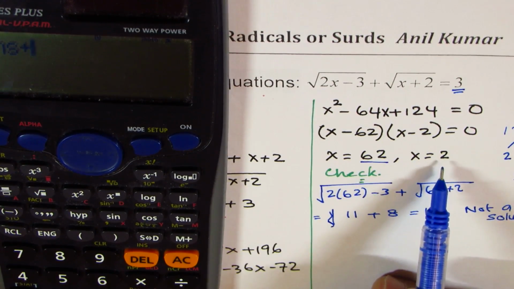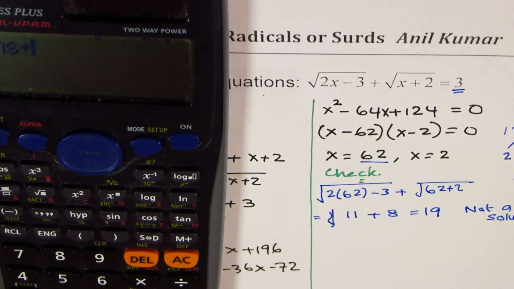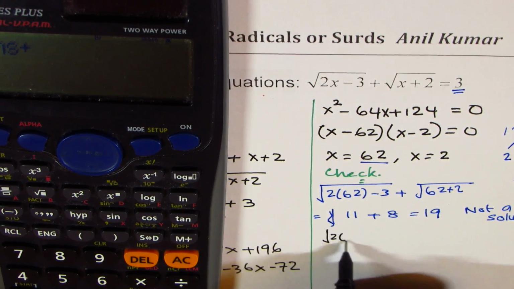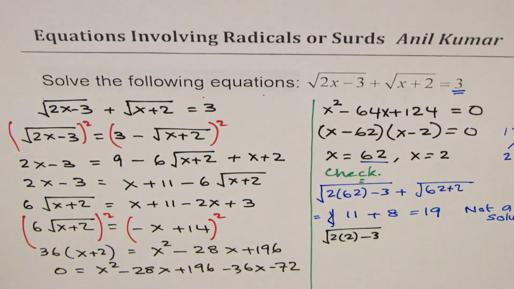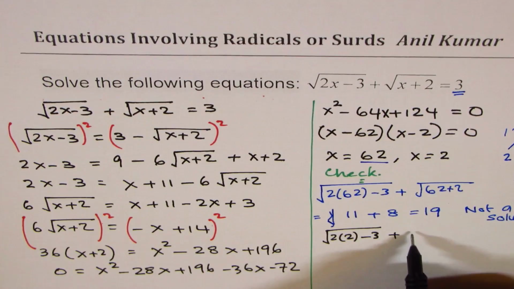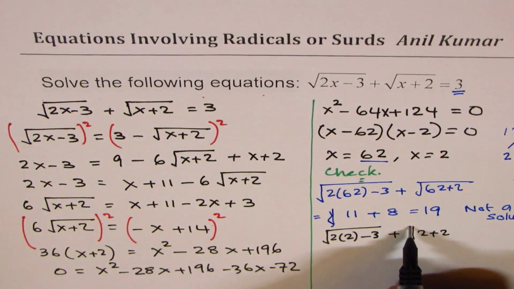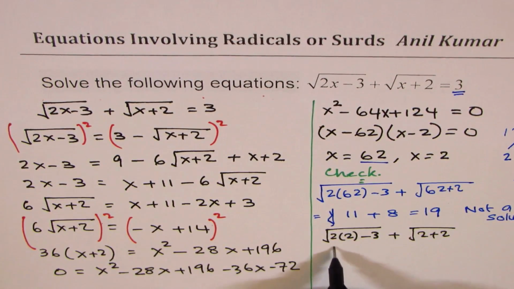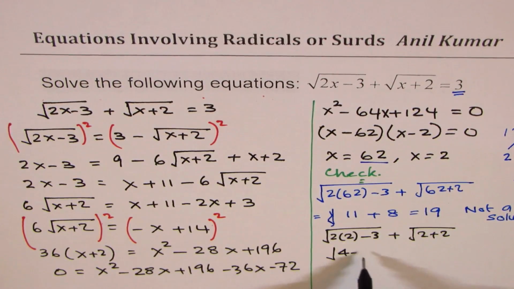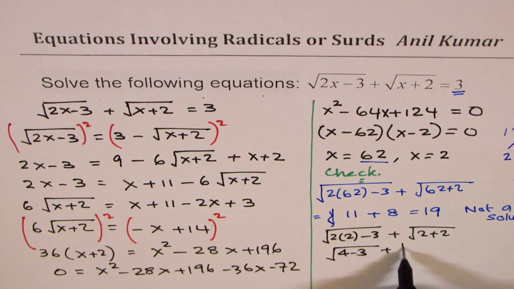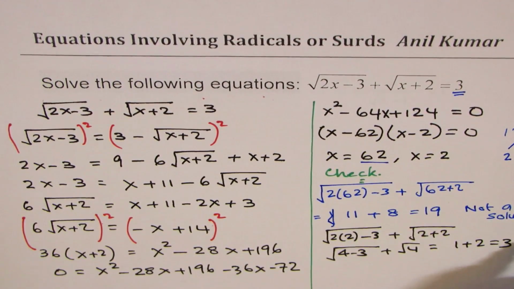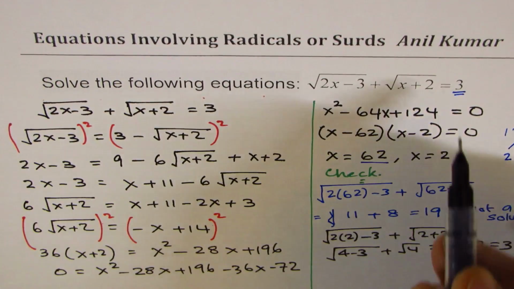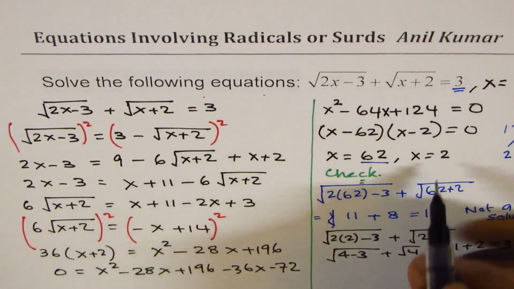Now let's try the other one, which is 2. So if I try 2, what do I get? I get the square root of 2 times 2 minus 3 plus the square root of 2 plus 2. So this is 4 minus 3, which is 1, and this is the square root of 4. And we do get 1 plus 2 equals 3. So that works, correct? So we have only one solution, which is x equals 2.